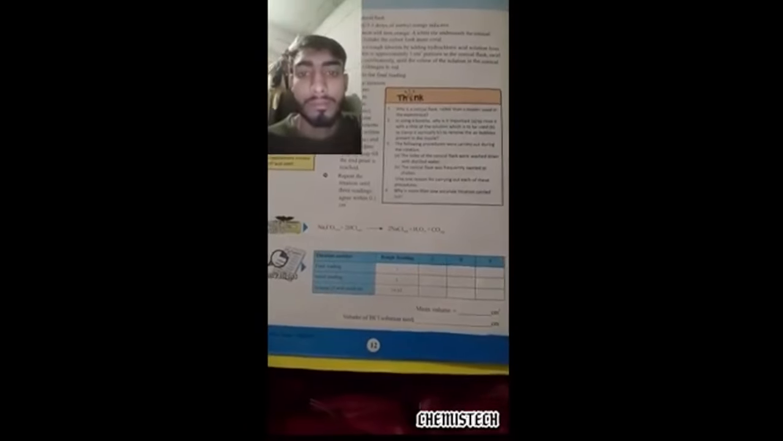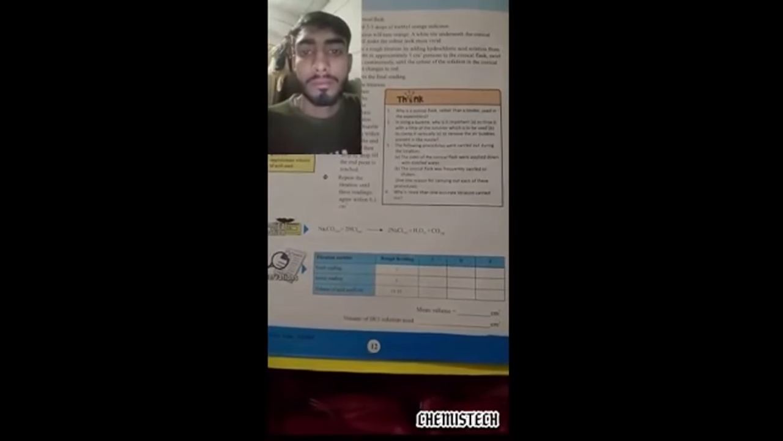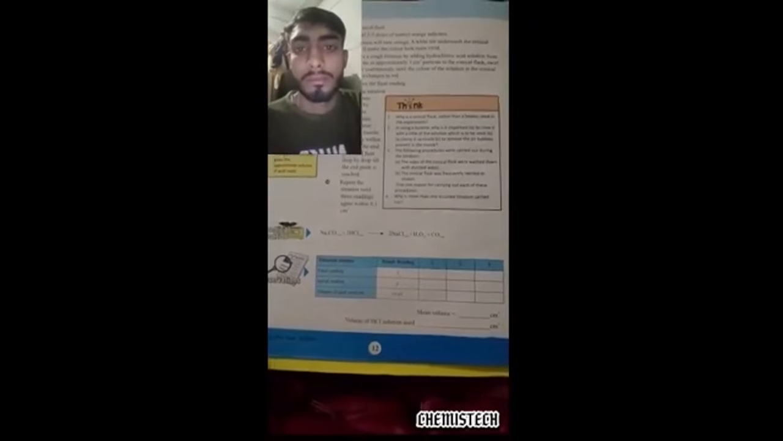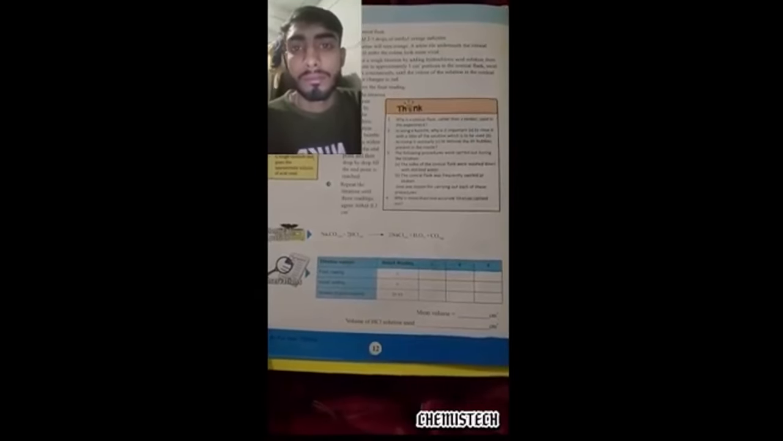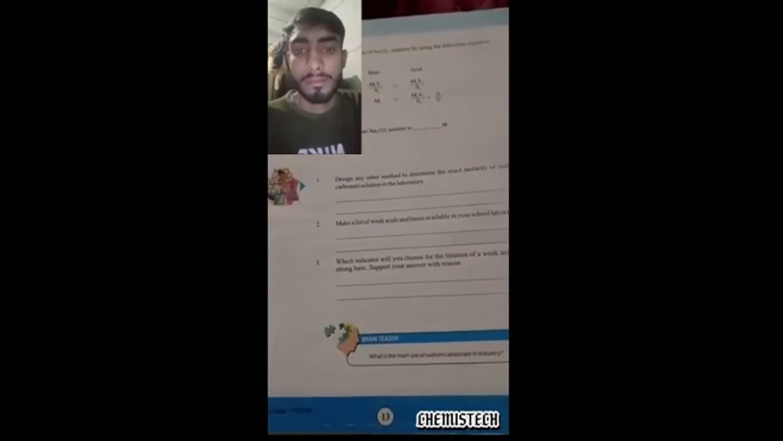Here is the formula: Na2CO3 plus 2HCl gives 2NaCl plus H2O plus CO2. Here is the calculation and some other details.